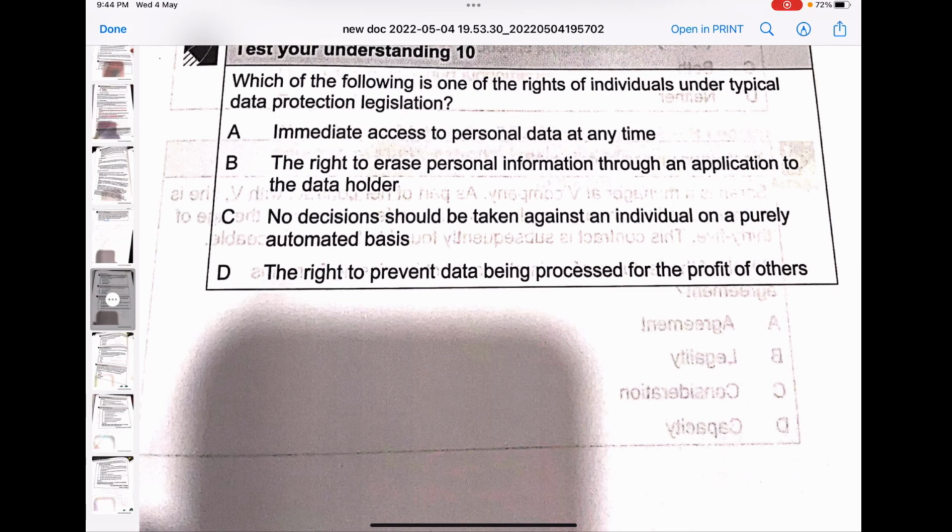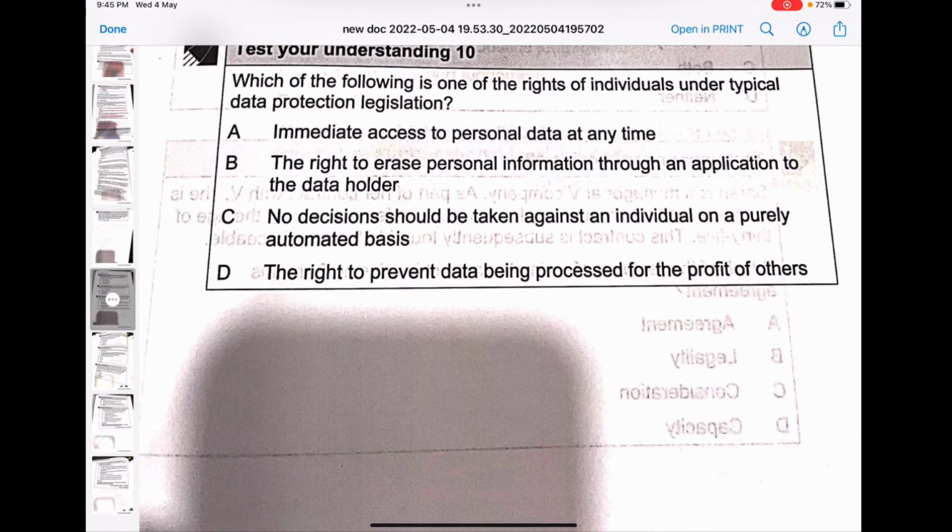Immediate access to personal data at any time. The right to erase personal information through an application to the data holder. No decision should be taken against an individual on a purely automated basis. The right to prevent data being processed for the profit of others. So, which one is one of the rights?